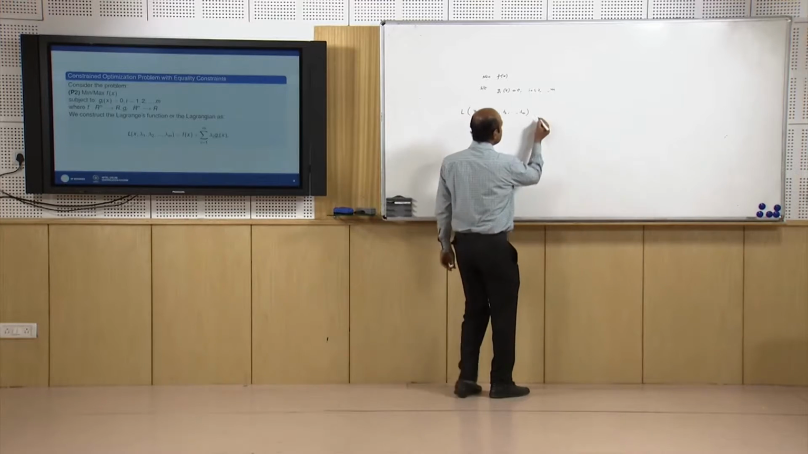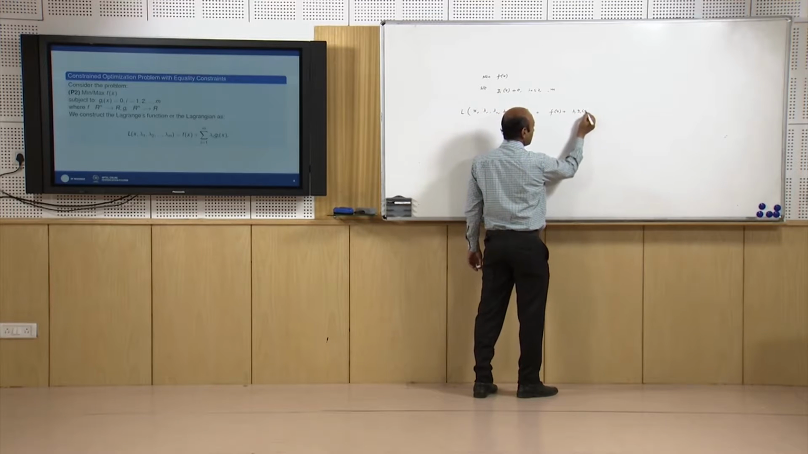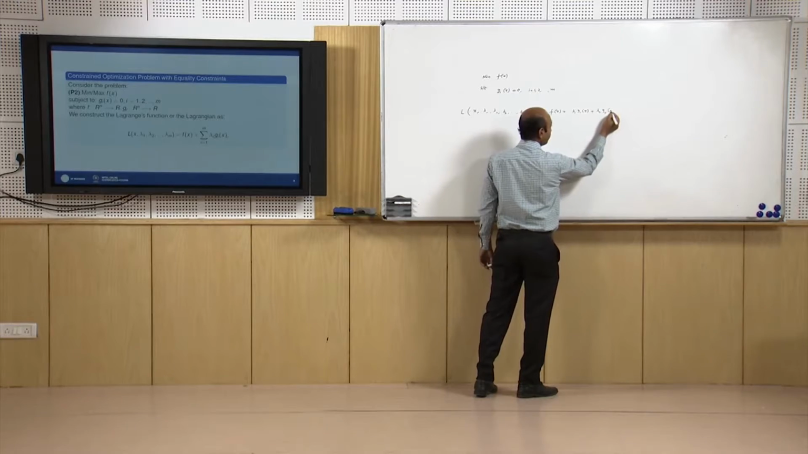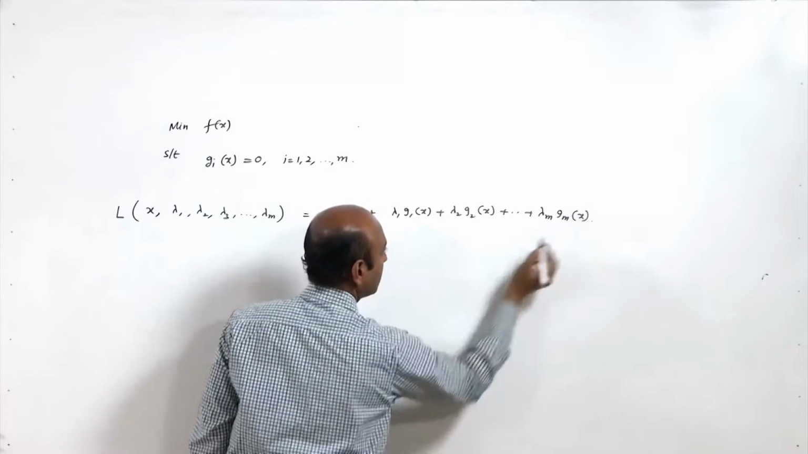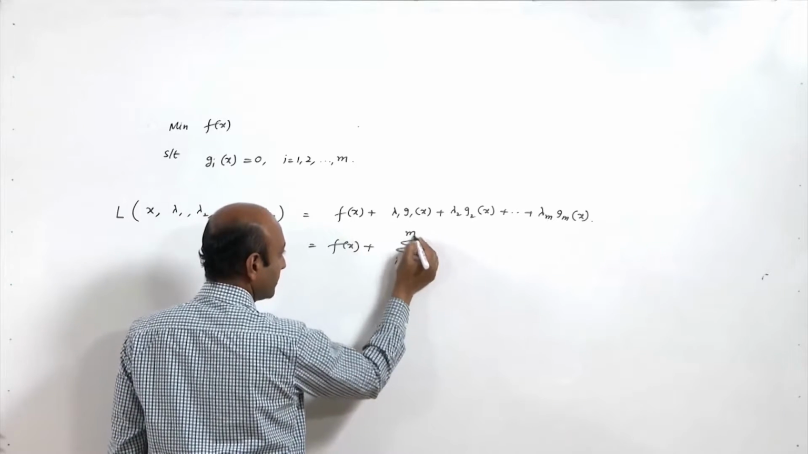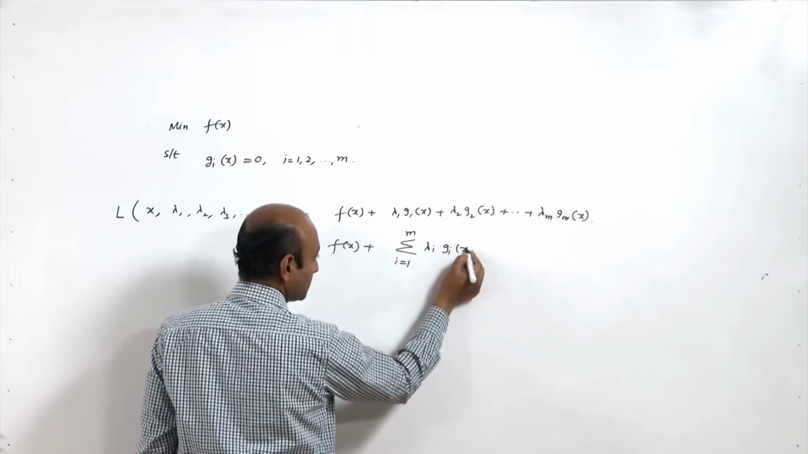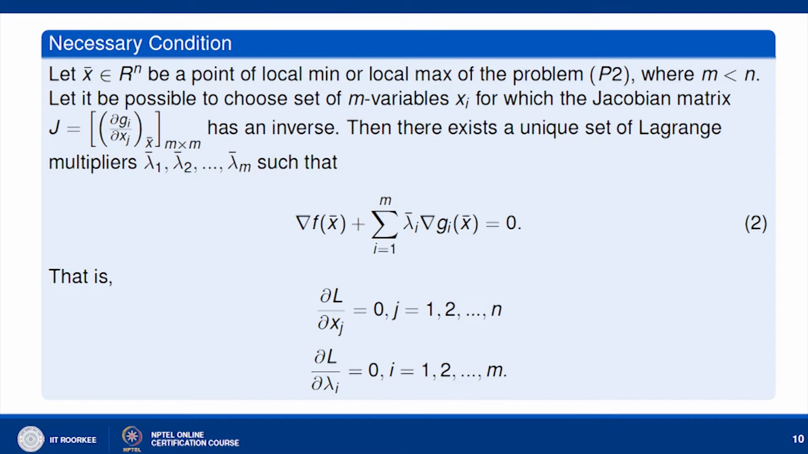So, what is this function? It is nothing but the objective function plus lambda 1 g 1 plus lambda 2 g 2 and so on, lambda m g m of x, or it is f(x) plus summation i from 1 to m lambda i g_i(x). So, this is the Lagrange function. Now, what is the necessary condition for this problem? Let x bar belonging to R^n be a point of local minimum or local maximum for the problem P2, where m is less than n.